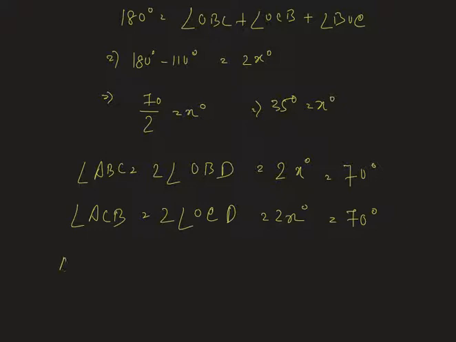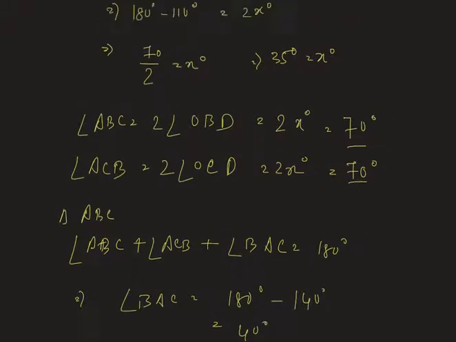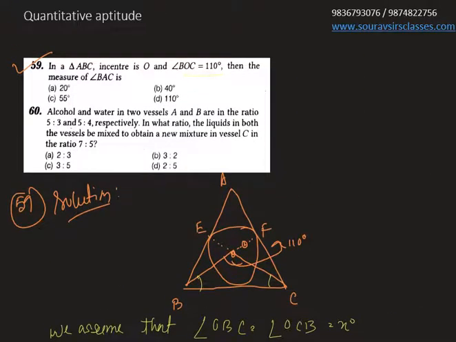Therefore, in triangle ABC, angle ABC plus angle ACB plus angle BAC is equal to 180 degrees. Therefore, angle BAC is equal to 180 degrees minus 140 degrees, that is 70 plus 70. Hence, angle BAC is equal to 40 degrees. So option B is the right answer.